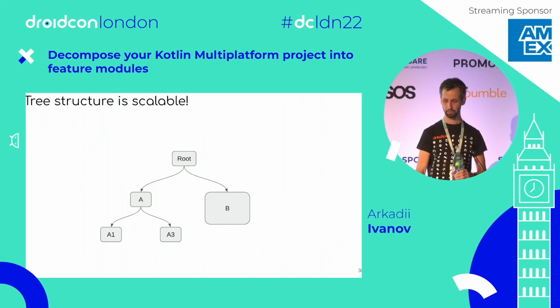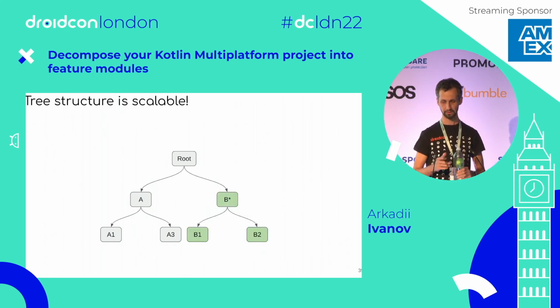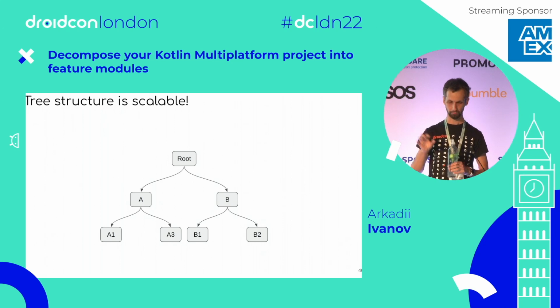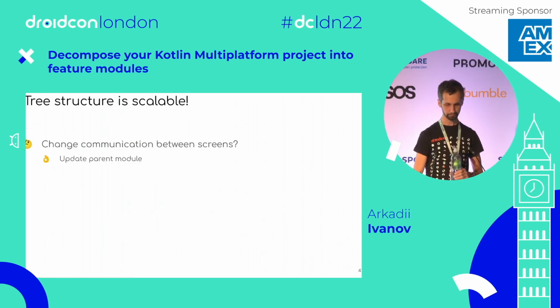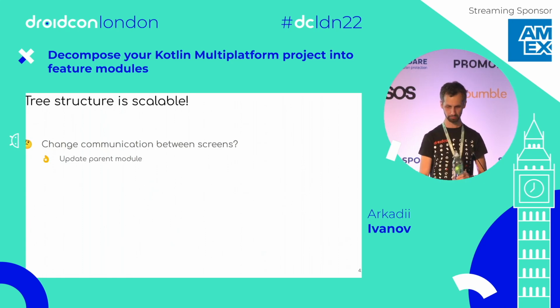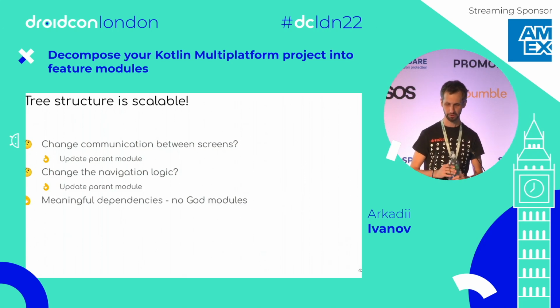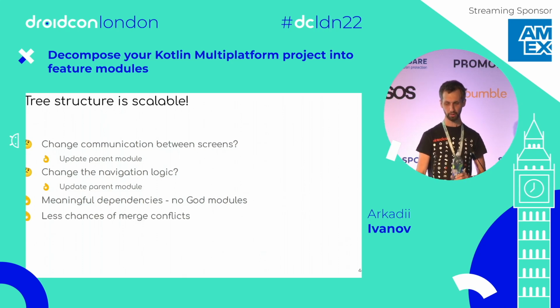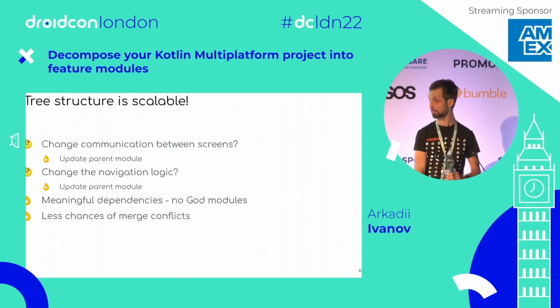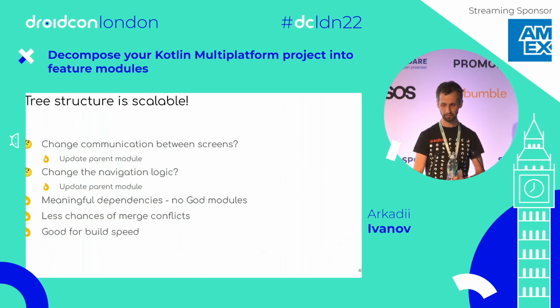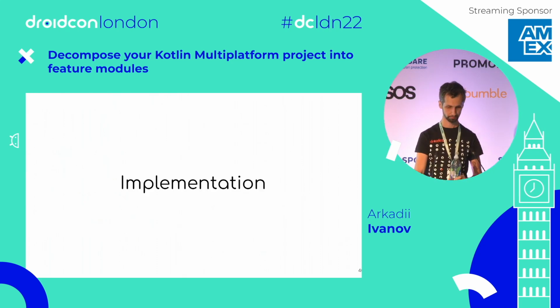A module may become bloated and difficult to maintain. And in this case, it can be decomposed into a number of smaller submodules, each with more limited responsibility. The parent module will just simply manage the children. And same if you want to change communication between child scopes, just update the parent module, change navigation logic, update the parent. In a tree structure, each module has limited and meaningful dependencies, so there are no god modules. And obviously, this reduces chances of merge conflicts in big teams. And yes, it's good for build speed, as more code can be compiled in parallel.